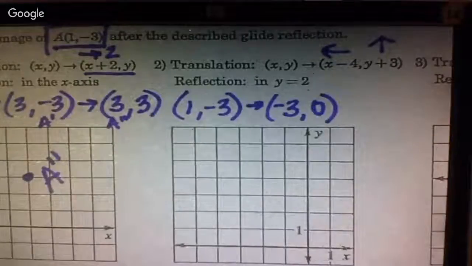Miss Smith, why did you put the line right there? Because it's reflecting in y equals 2. Which means up and down? It goes through your y at 2. So anytime you have x equals a number, it's a vertical line because it goes through the x. Anytime it's y equals a number, it's a horizontal line because it goes through the y.